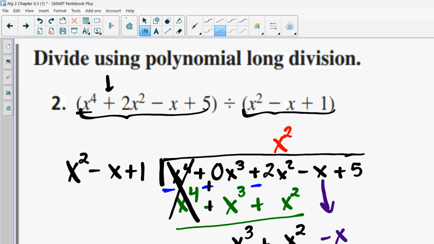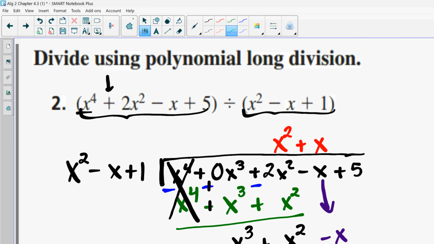Now again, at this point, we repeat the process we just did. We do the same steps over again. But this time we're trying to see what times x squared will give us x cubed. The x. So we have plus x, because we don't need it to go from positive to negative, it's still positive. So we have plus x. And we do the process again.